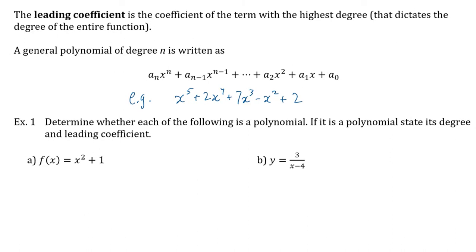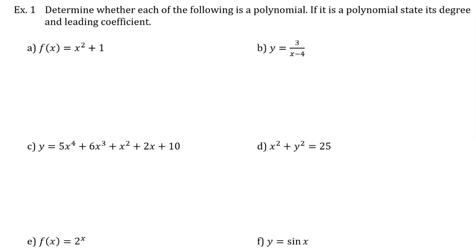Okay, hopefully there's no questions. Example 1, determine whether each of the following is a polynomial. If it is a polynomial, state its degree and leading coefficient, which is really what we're worried about, but we're going to notice a couple things that aren't polynomials, and that'll hopefully help us determine what is a polynomial. Hopefully we'll do this one quickly.